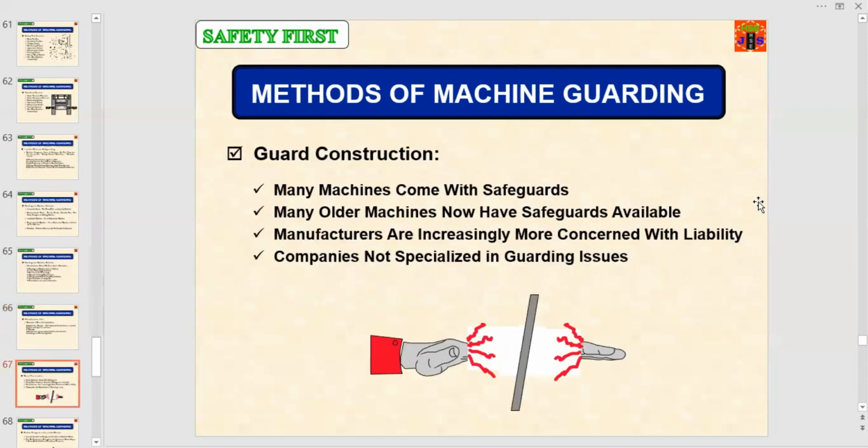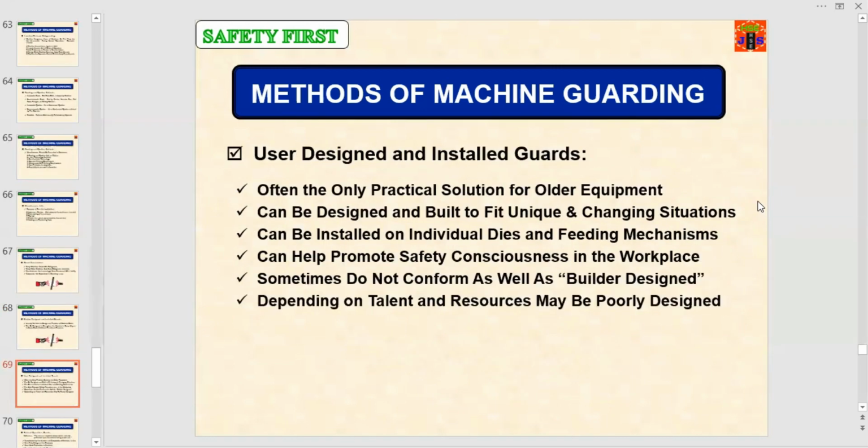Now, we will discuss the guard construction. Many machines come with safeguards. Many older machines now have safeguards available. Manufacturers are increasingly more concerned with liability, and companies not specialized in guarding issues. User designed and installed guards are often the only practical solution for older equipment. It can be designed and built to fit unique and changing situations.